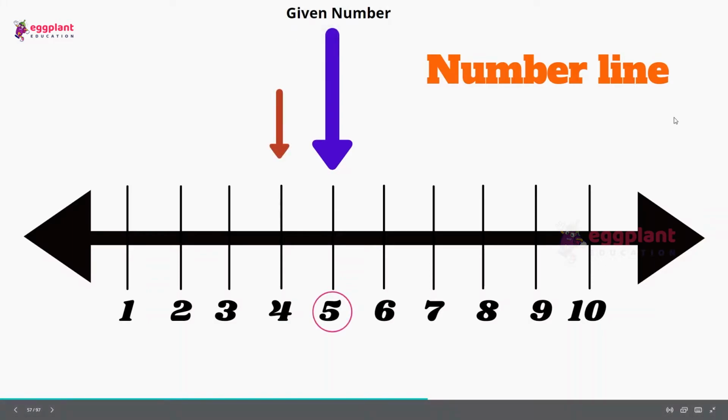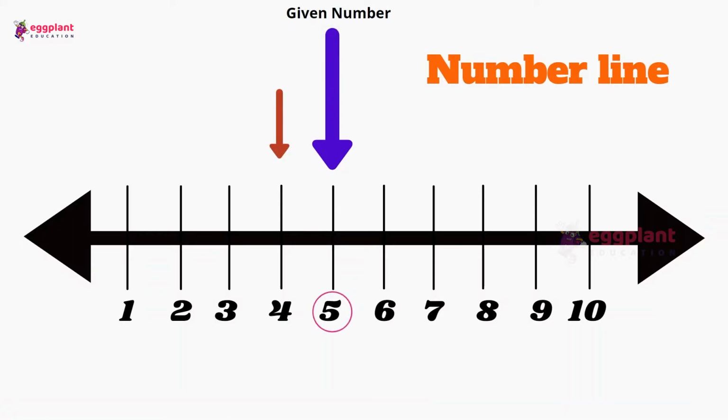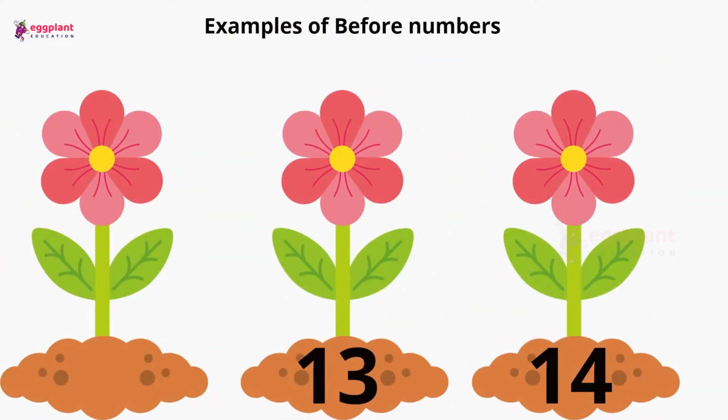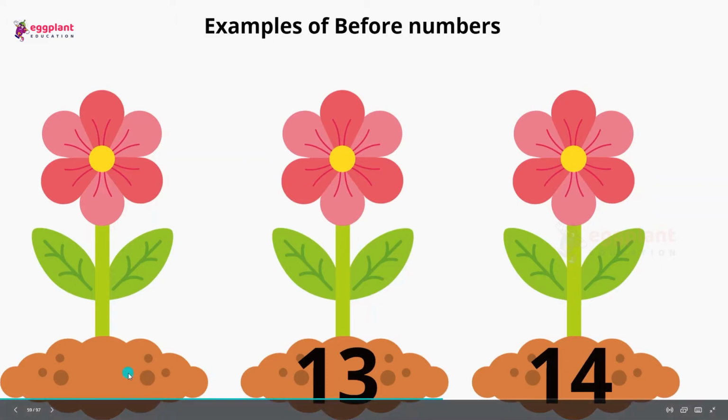So let's look at our number line. We are going to say what comes before number 5. Yes, it's 4. Number 4. Another example. Okay? So let's go in a reverse direction.